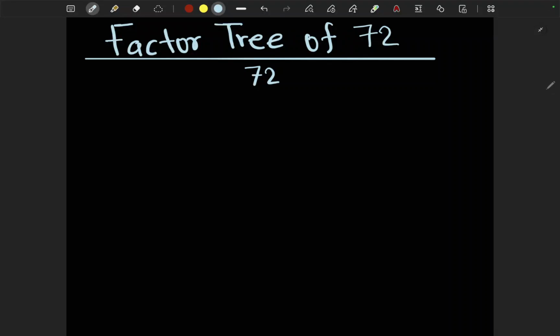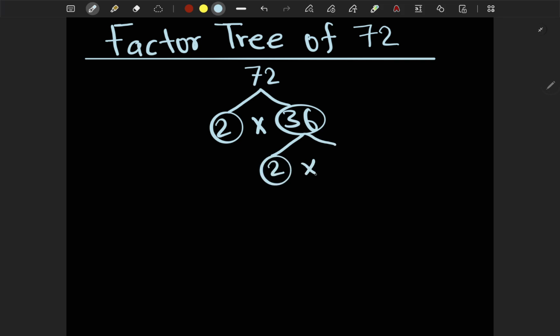Factor tree of 72. So 72 can be written as 2 times 36, it means 72. Now 36 can be written as 2 times 18, it is 36. Again this 18 is 2 times 9, it is 18.